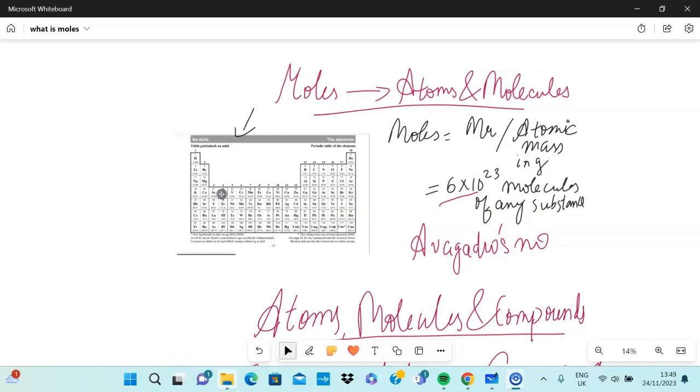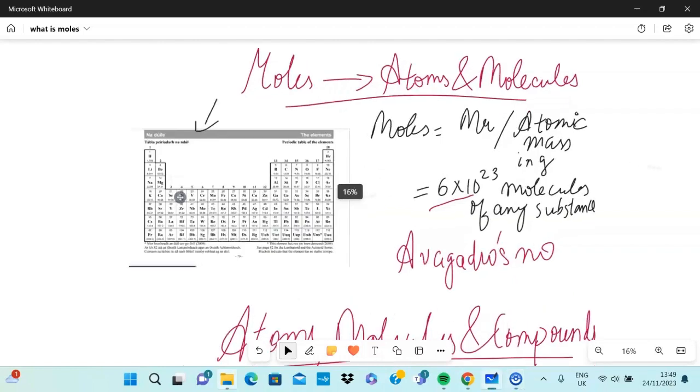So as promised, I did talk about how to do your calculations with mass and molecular mass and your moles. Now I'm going to talk about how to do calculations regarding atoms and molecules and moles. Okay, so just a quick recap.